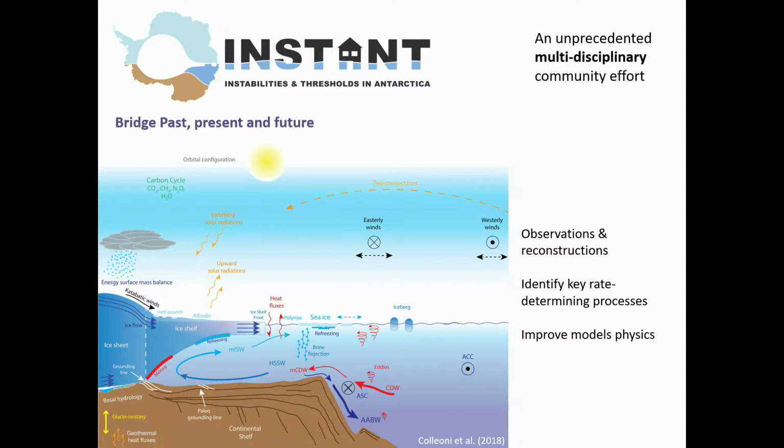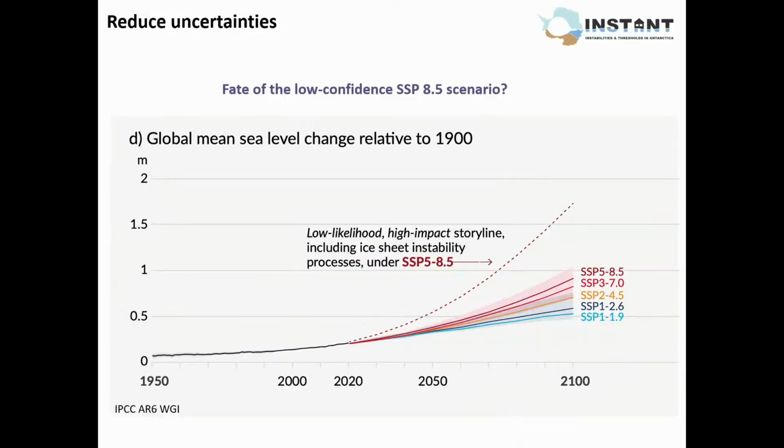And the main point is that we really want to try to bridge together present-day observation with paleo reconstructions to really identify what are the key rate determining processes, and try to improve the model physics, which now are a bit stuck, really. What we hope to do with such a program is to reduce the uncertainties on sea level projections, and in particular to understand the fate of the low confidence SSP 8.5 scenarios that now in the IPCC report is this dashed line, which is the only scenario that accounts for ice sheet instability in the simulations.